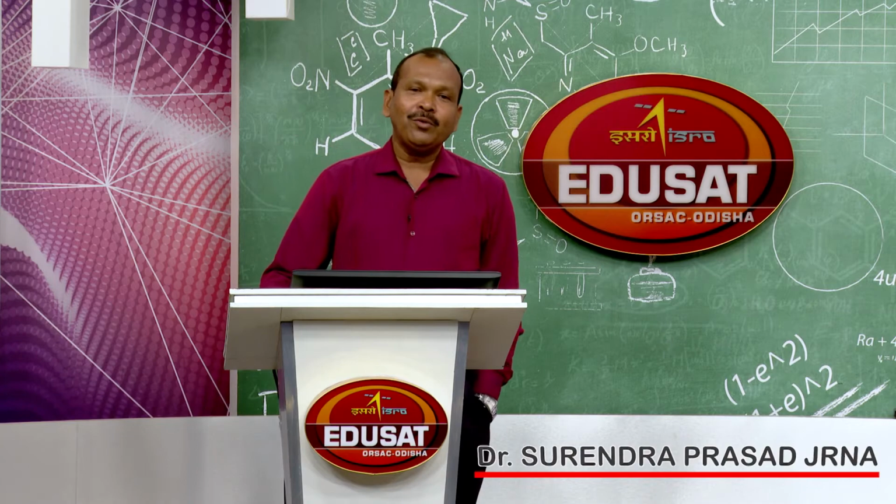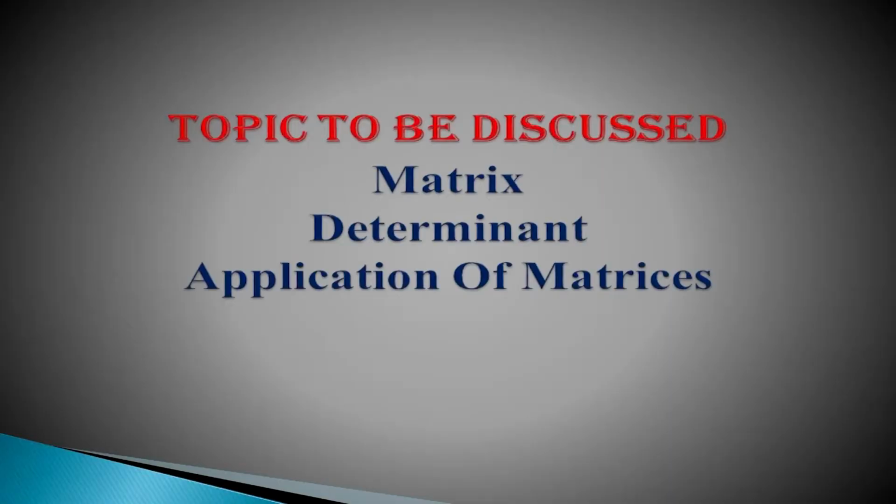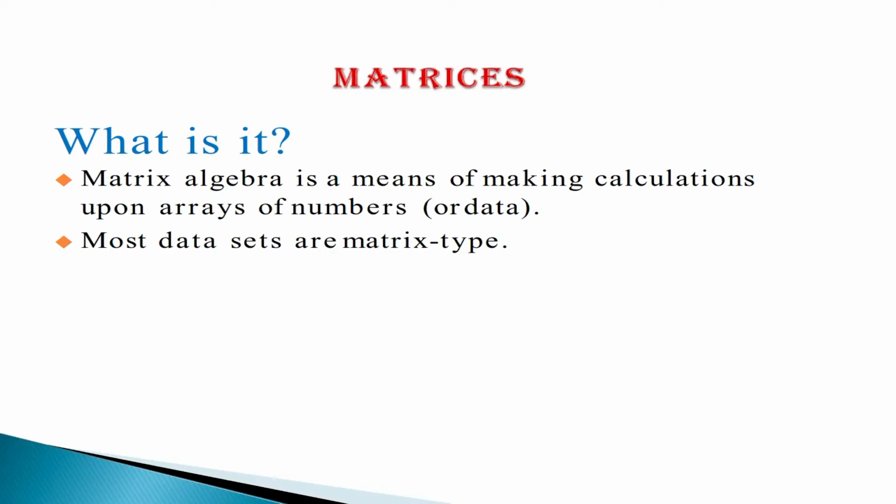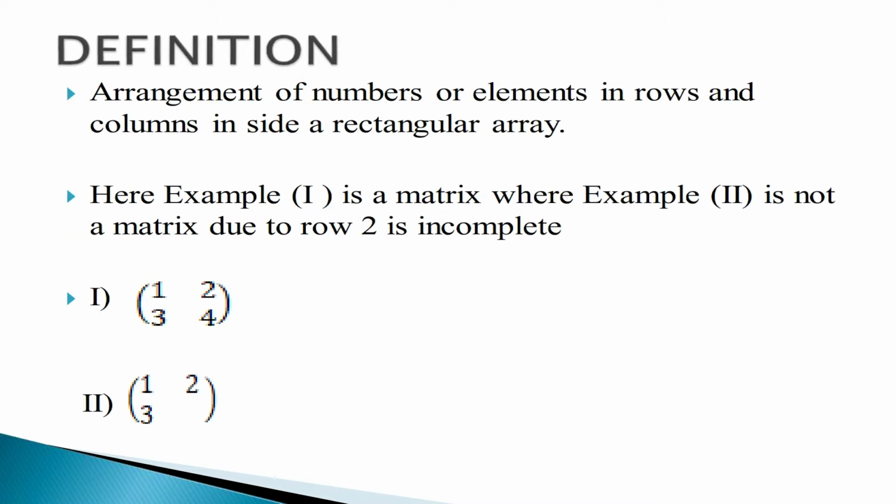Today we discuss matrices and determinants. What are matrices? Most of the data sets are matrix type. In daily life, in our household items or interior design, we use matrix types. The front elevation of the house is a matrix type. Next, an arrangement of numbers or elements.